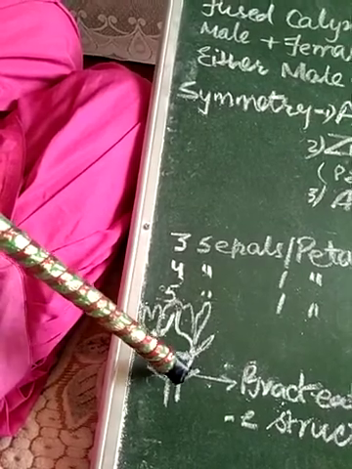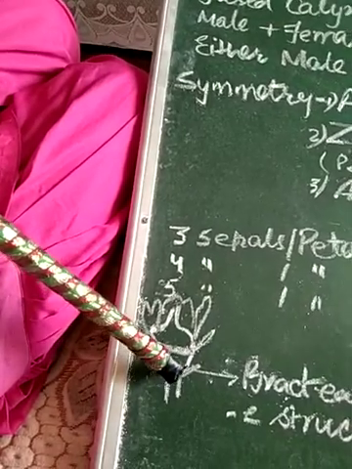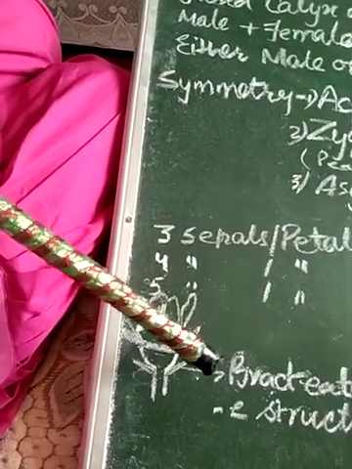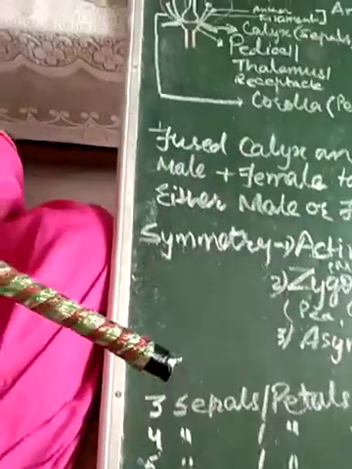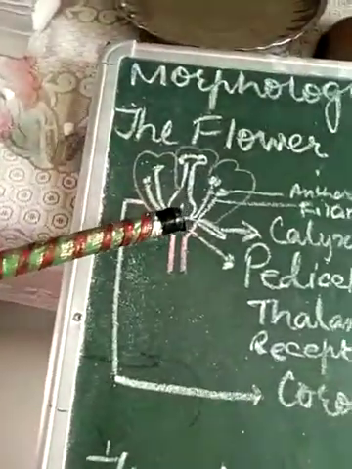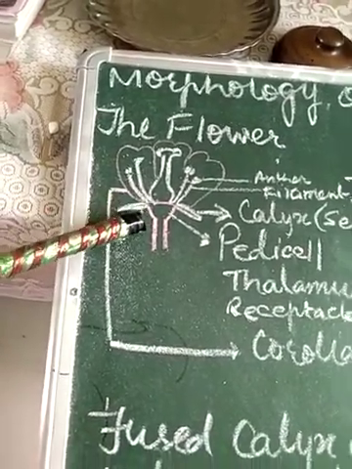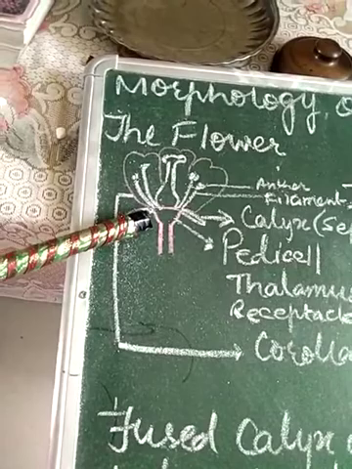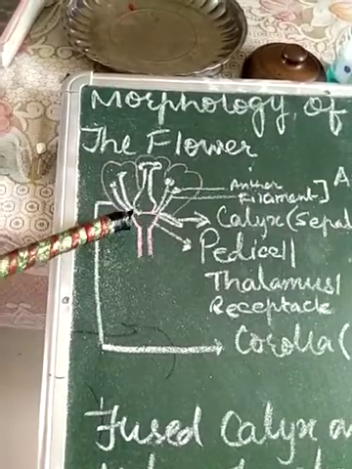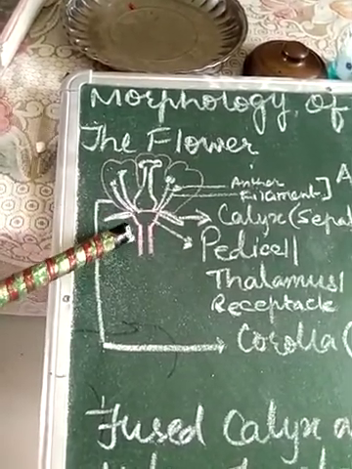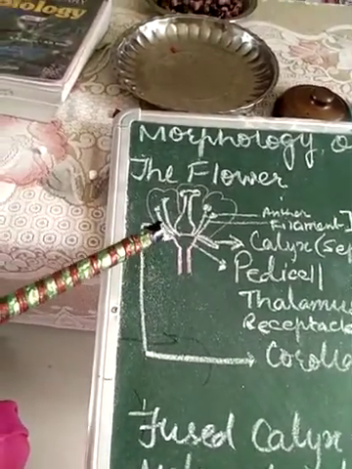So under the receptacle, if reduced leaf-like structures are present, then such flowers are called bracteate. You can see the flower you had seen earlier. Don't be confused with the sepals. Sepals are present in the outermost whorl of the flower, but here this is the pedicel, or you can say thalamus. Under the thalamus, if reduced leaf-like structures are present, we say it is bracteate.